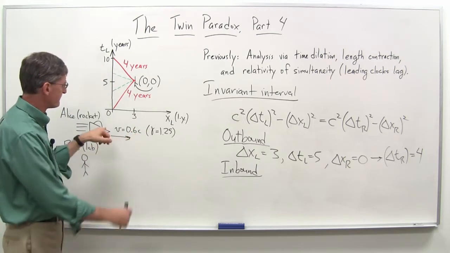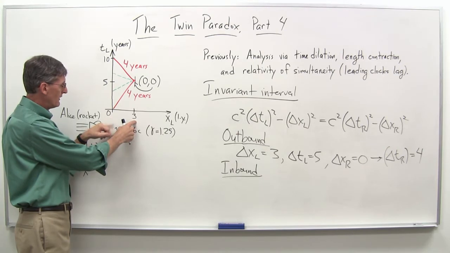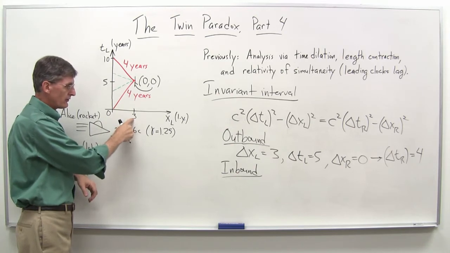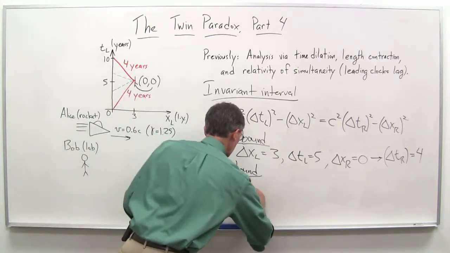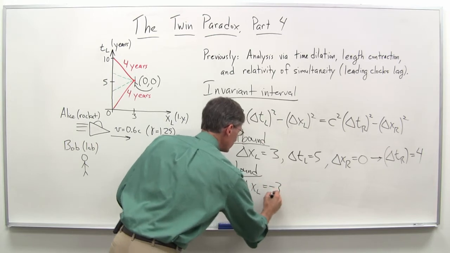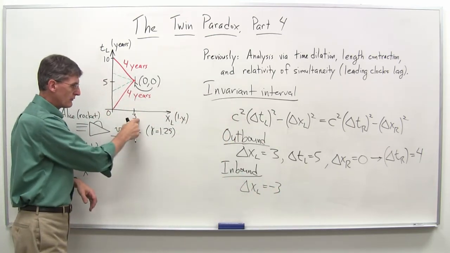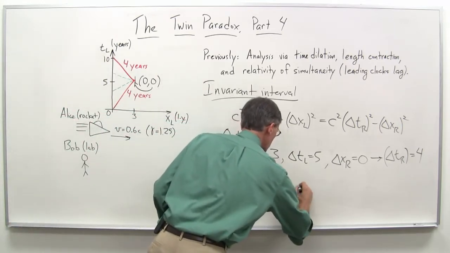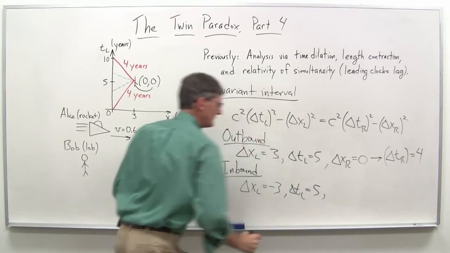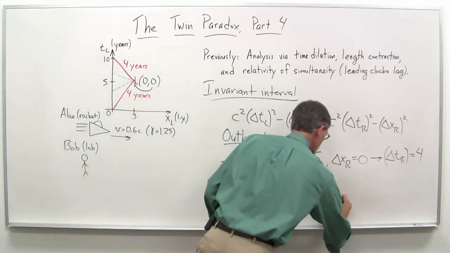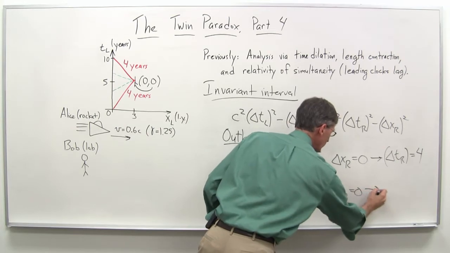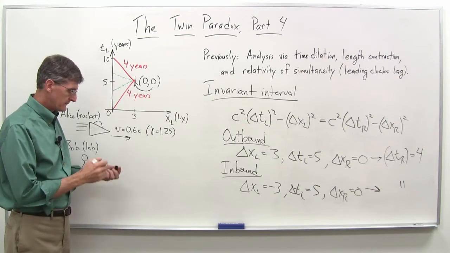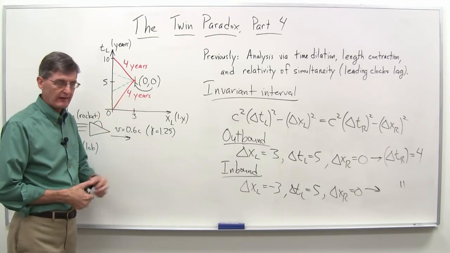Now for the inbound, notice what happens here is, as far as Bob is concerned, Alice ends up at 0 and starts at 3. So in this case, delta XL is negative 3. You do the second point minus the first point, 0 minus 3 is negative 3. Delta TL, though, equals 5 again. Delta XR is 0 again. And once again you get really the same thing. You get delta TR equals 4 when you work that out. So that's the invariant interval approach to this.